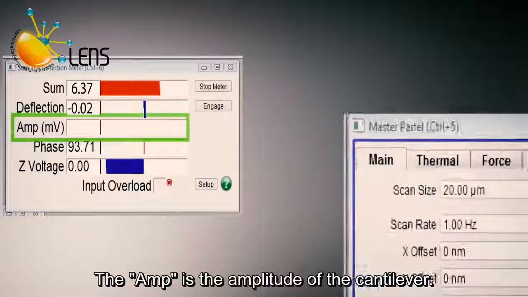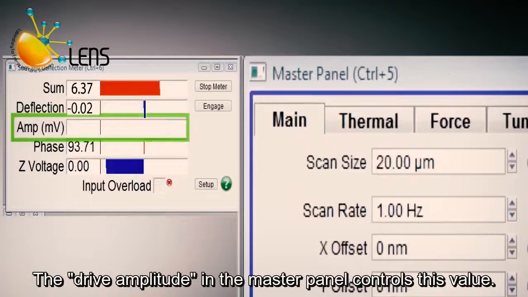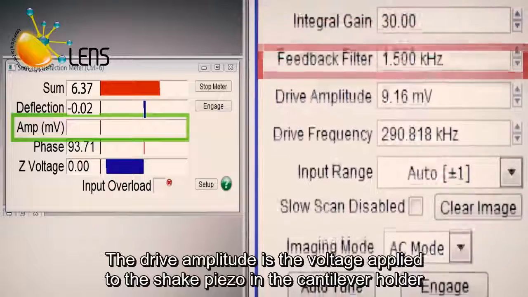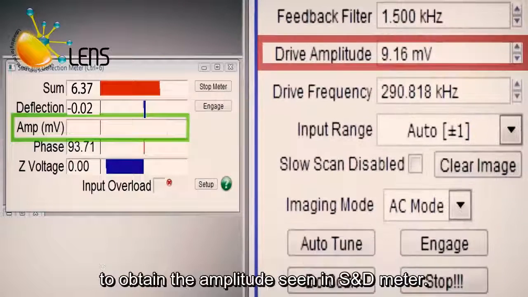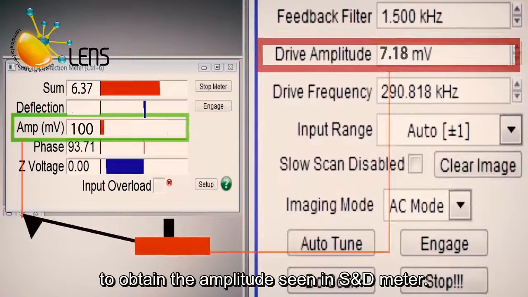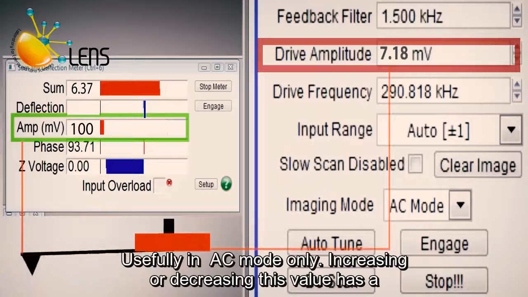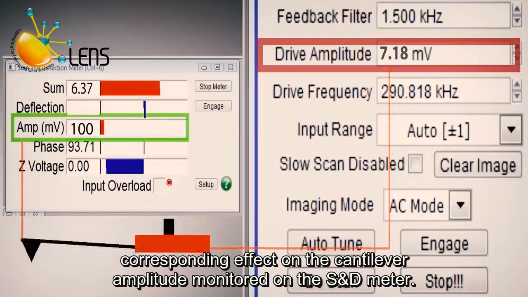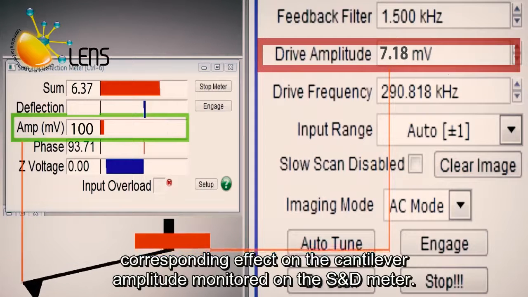The amp is the amplitude of the cantilever. The drive amplitude in the master panel controls this value. The drive amplitude is the voltage applied to the shake piezo in the cantilever holder to obtain the amplitude seen in the S&D meter. It is useful in AC mode only. Increasing or decreasing this value has a corresponding effect on the cantilever amplitude monitored on the S&D meter.